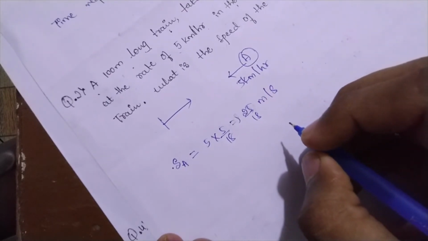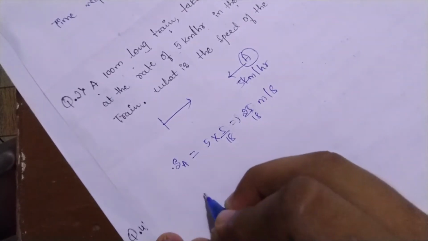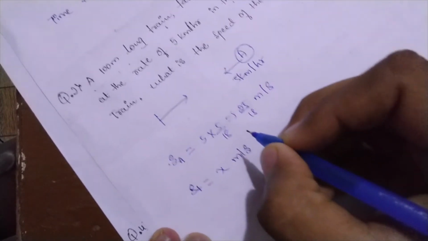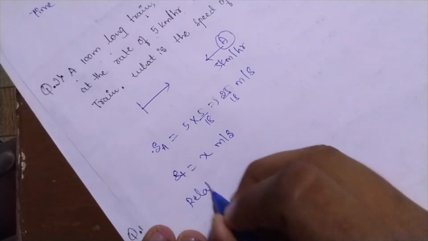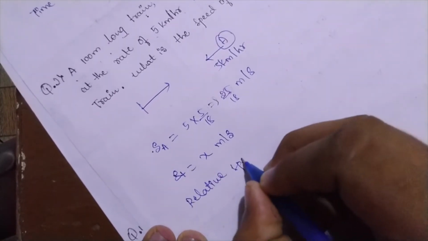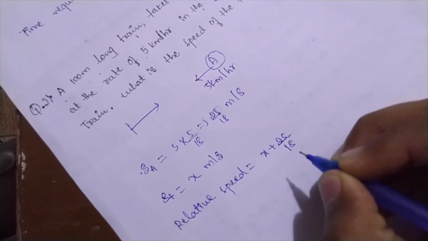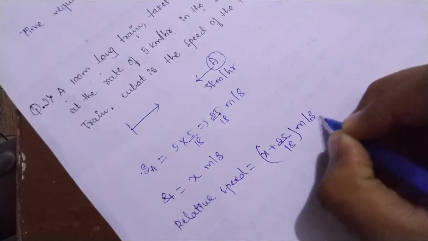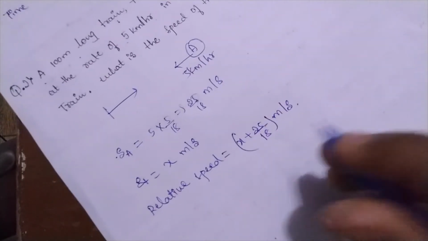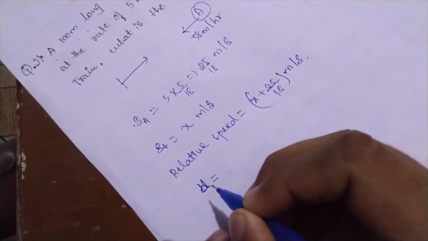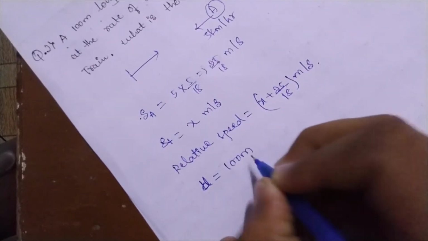So they are asked to find the speed of the train. Let the speed of the train be x meter per second. So relative speed equals, they both are moving in opposite directions, so we need to add the speeds. That will become x plus 25 by 18 meter per second. Correct? So the length of the train is given. So that's the distance. Distance equals 100 meter, they are given.